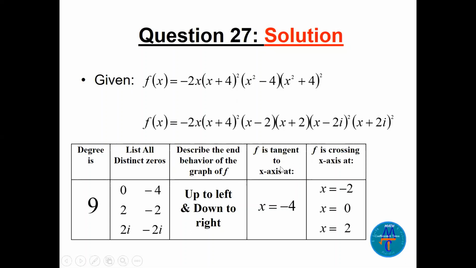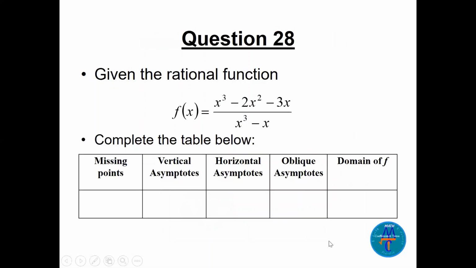Where f is tangent to the x-axis, at -4 only. See, this is a real number, even here. Where f is crossing at 2, -2, and 0. So 3 values where the function is crossing the x.